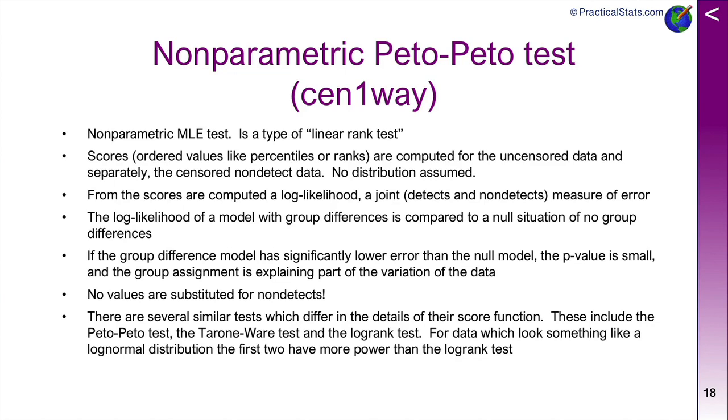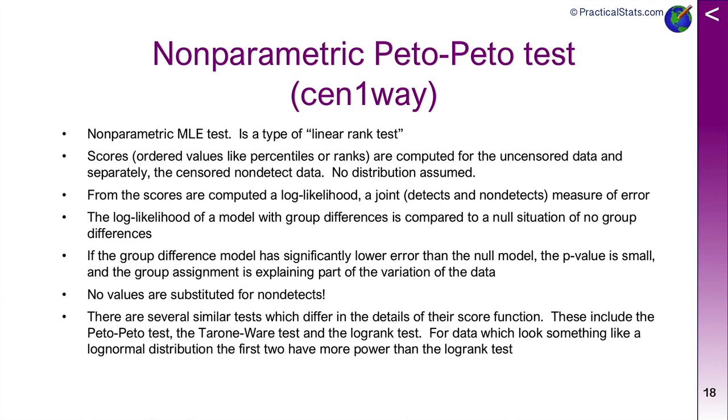So from these scores is computed a log likelihood, again, a measure of fit or misfit, actually, using the detects and the non-detects. And so this error is a function of both of those. So we incorporate the information that's in both, but we do that without substituting in a number for the non-detects. And the log likelihood with group differences is compared, again, to the log likelihood for the no group differences. And if there's a big decrease in the log likelihood with the group differences model, that's a better model. So if the lower log likelihood is a big difference, then the model is important.